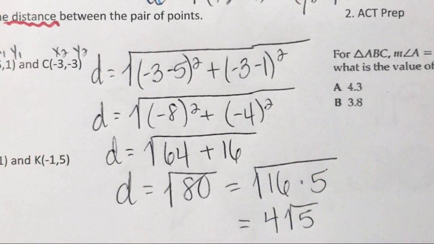The reason is I know the square root of 16 is 4. I don't know the square root of 5. It stays under the square root. You're very good at those. It's your kind of thing.